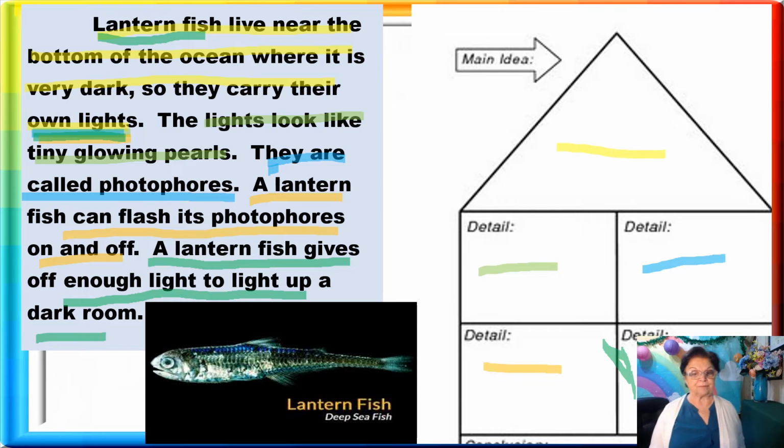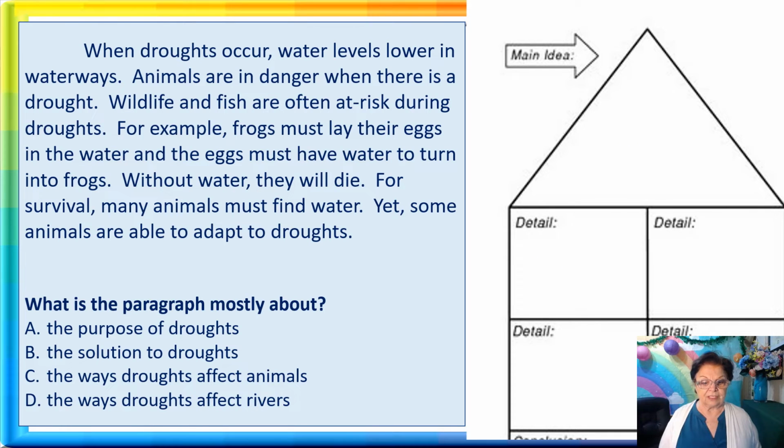Whoops, over there. So we found the main idea in the first sentence, the topic sentence, and we found 1, 2, 3, 4 details. That's how you find the supporting details. You look for sentences that support the main idea. Let's look at another one.